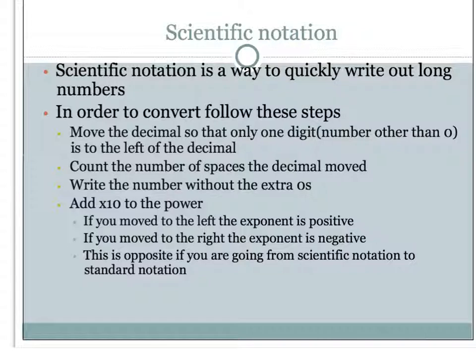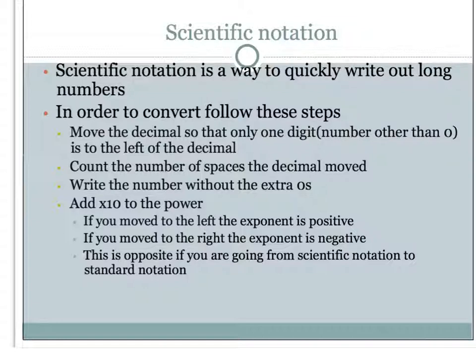The first topic in Math Boot Camp is going to be scientific notation. Scientific notation is a way to quickly write out long numbers because, in all honesty, physicists are kind of lazy. So we like to find shortcuts. In order to convert, we follow these steps.